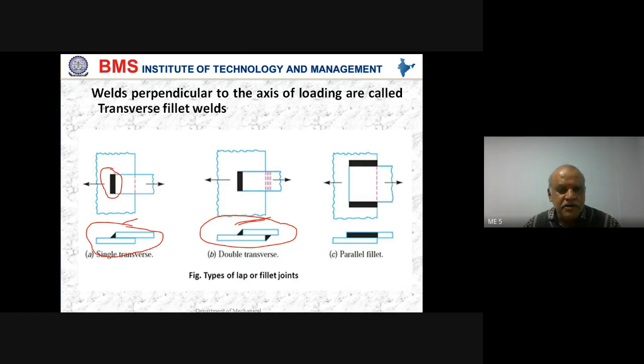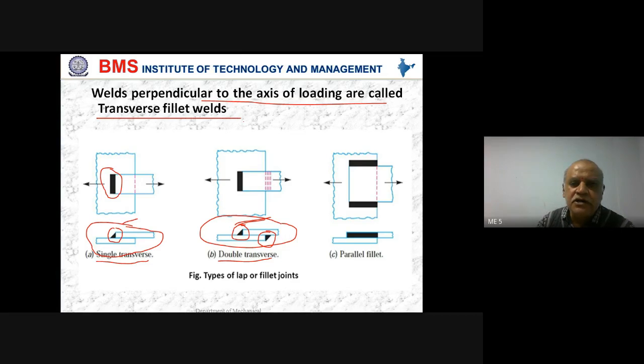I'll tell you. This is transverse weld. You agree? Because it is perpendicular to the axis of loading. If you do welding at only one location, it is called single transverse weld. When you do welding at two locations like this, it is called double transverse weld. Got it now? So welds perpendicular to the axis of loading are called transverse fillet welds. With welding at only one location, we call it single transverse fillet weld. With welding at two joints or locations, we call it double transverse fillet weld.